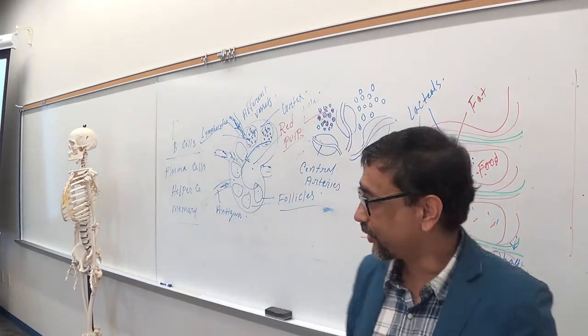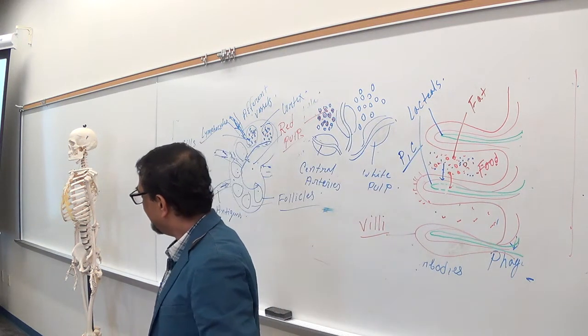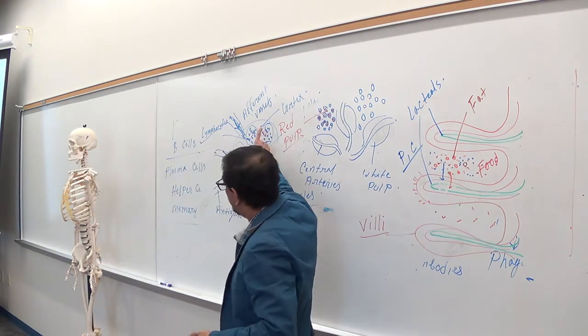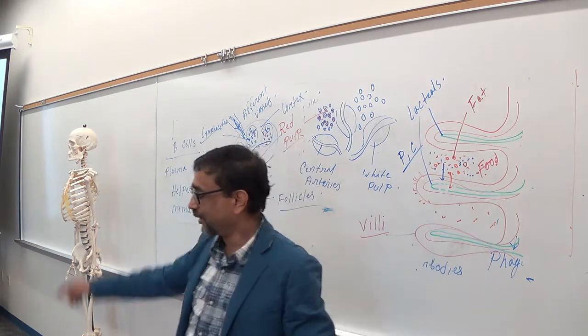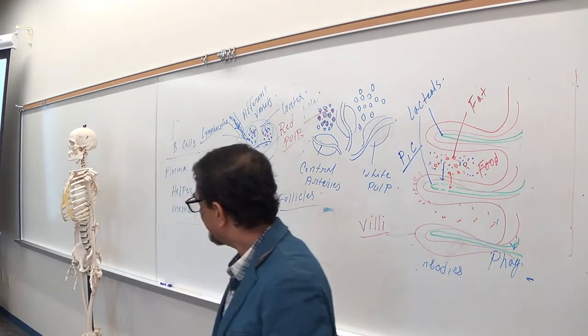You see here, this is the wall of late part of the small intestine. You see many follicles. These are filled with lymphocytes. So those are called Peyer's patches.